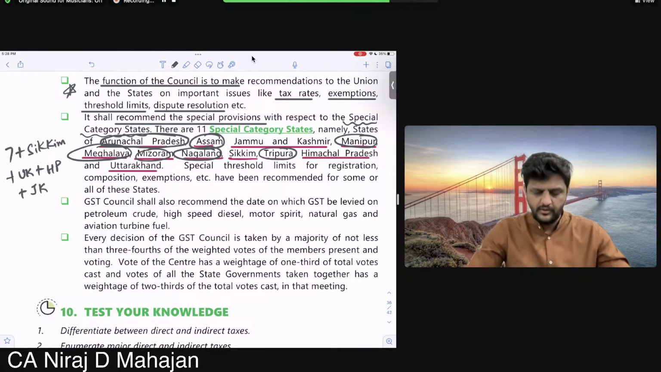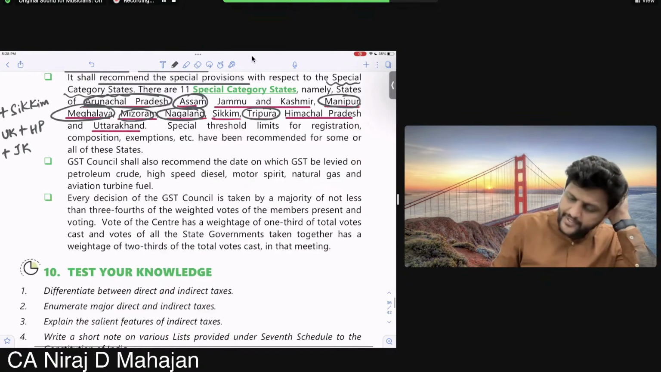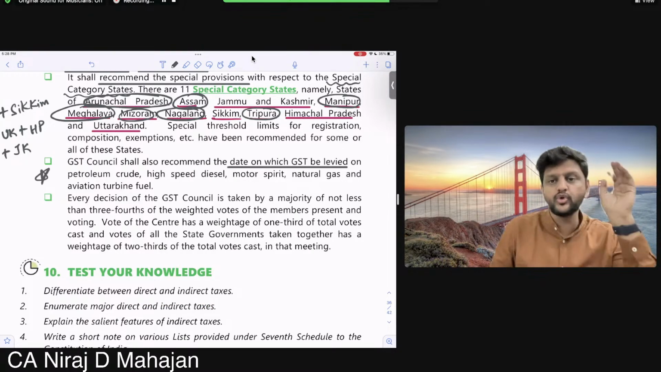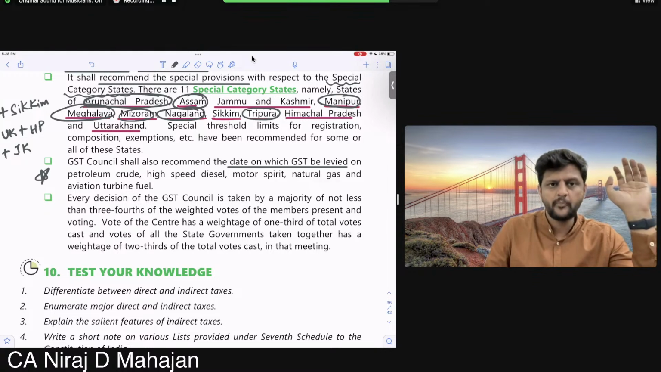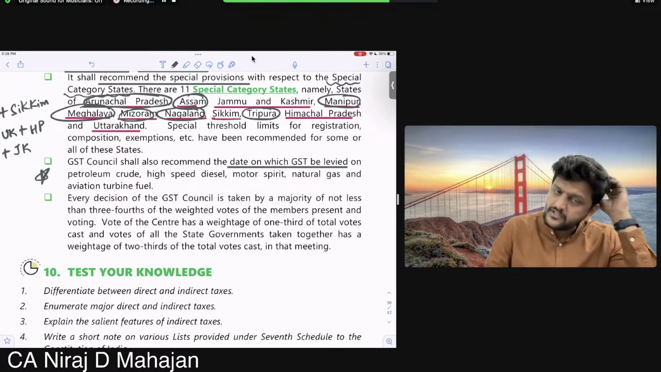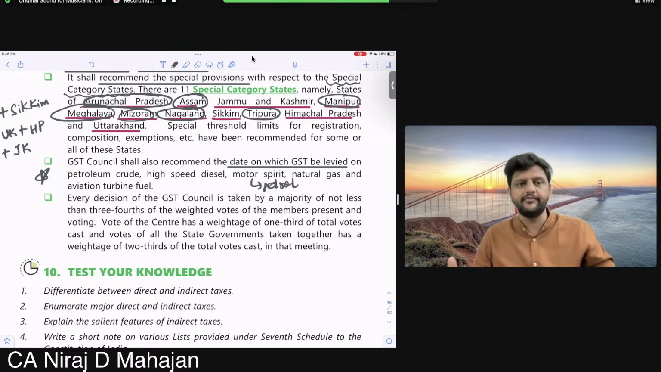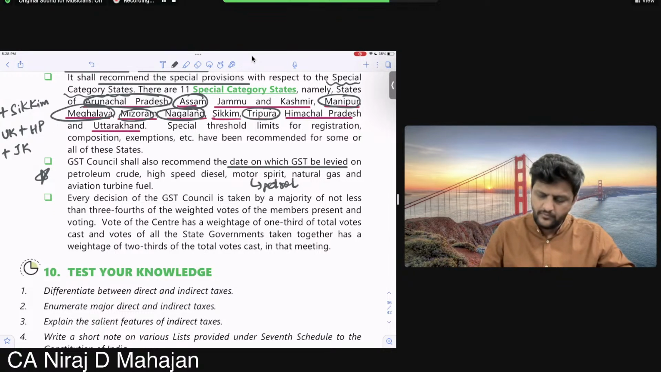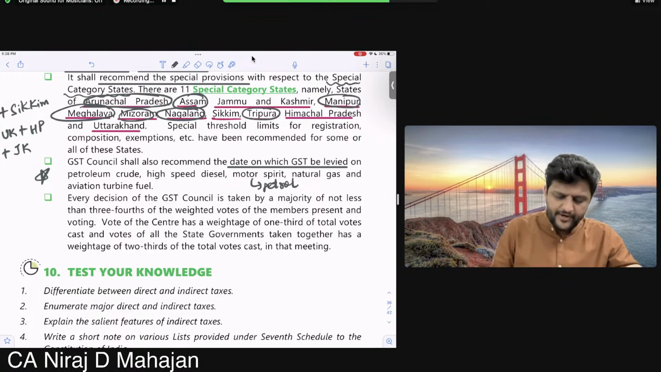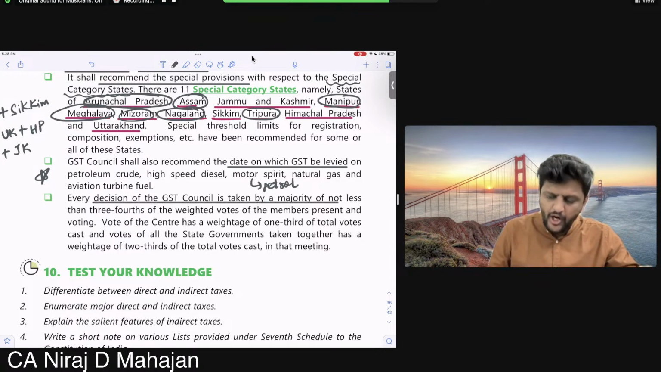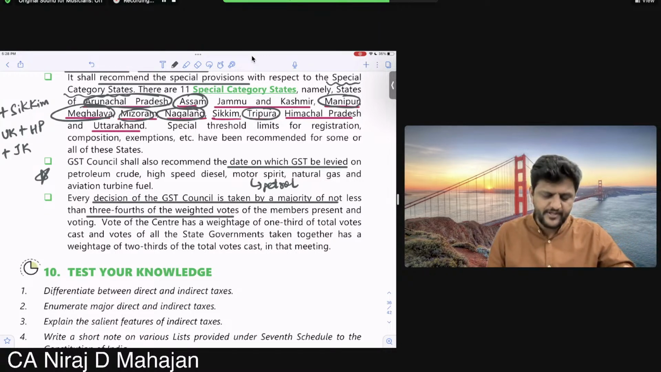GST, can I go ahead now? GST Council shall also recommend the date on which GST will be levied on those 5 items. Okay? Petrol, high speed diesel, motor spirit means petrol. Natural gas and ATF, aviation turbine fuel. Again, every decision of GST Council is taken by a majority of not less than 3/4 of the weighted votes of the members present and voting.